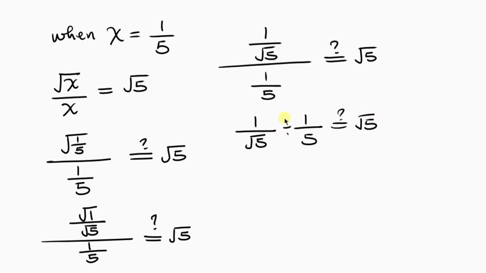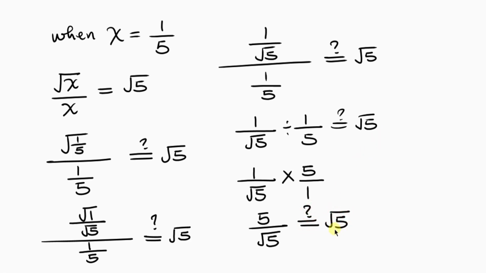I'm going to change this division to multiplication so that I have 1 all over the square root of 5 times, and this will make 5 go up to become a numerator and 1 come down to become a denominator. Very good. Now let's multiply. 1 times 5 is 5 all over the square root of 5 times 1 is the square root of 5. Very good. Will this be equal to the square root of 5 as the result?